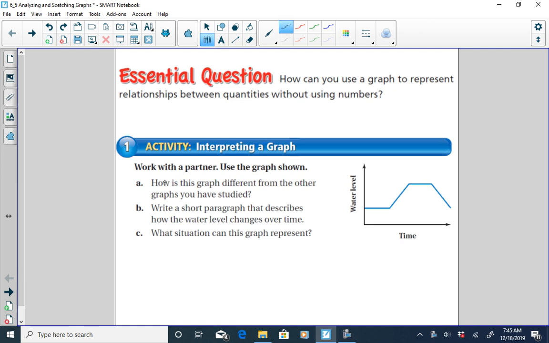It says, first of all, we have a horizontal axis of time, and we have a vertical axis of water level, right? And the graph obviously shows the change in water level over time. Question A says, how is this graph different from the other graphs you've studied? Well, obviously it's not a straight line, and it's not a curved line. We have different sections that are linear, and each of those sections tells a story.